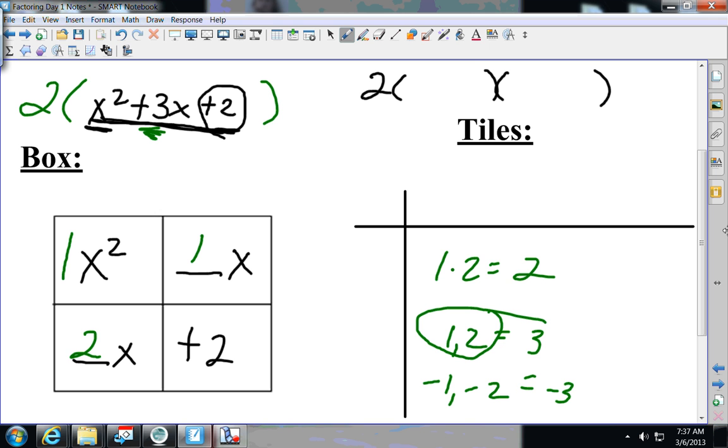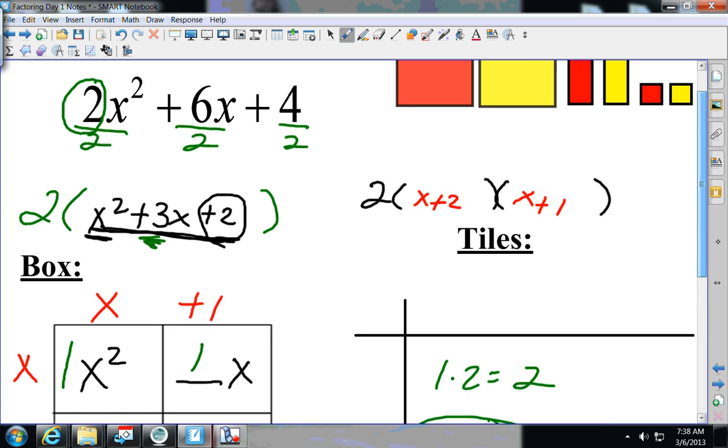Okay? How does x squared split up? X and x. Now, when it's x's, it's normally easier to think of it like a puzzle. X times what gives you 1x? 1. So this would be a plus 1. Down here, x times what gives you 2x? Plus 2. So it's going to be x plus 2 times x plus 1.